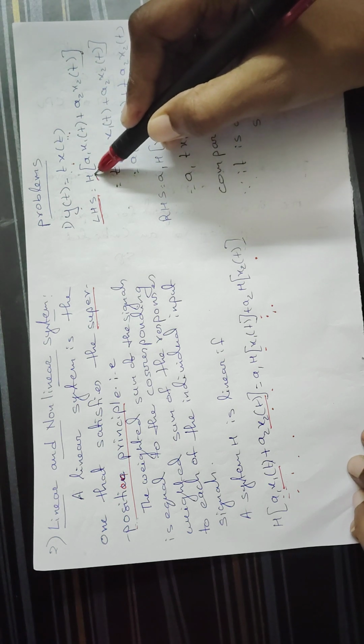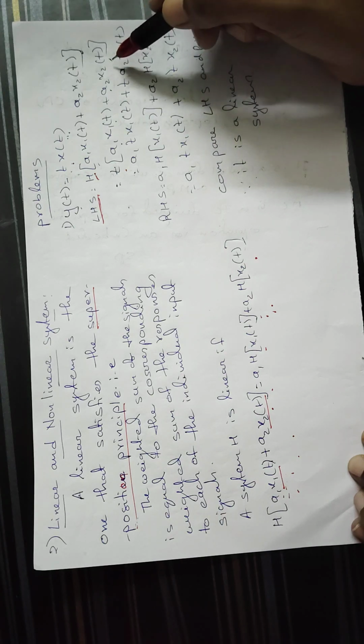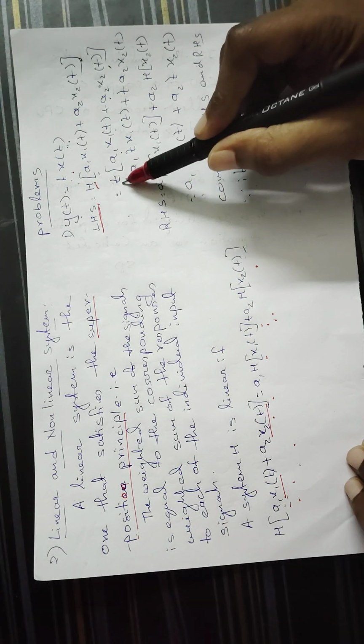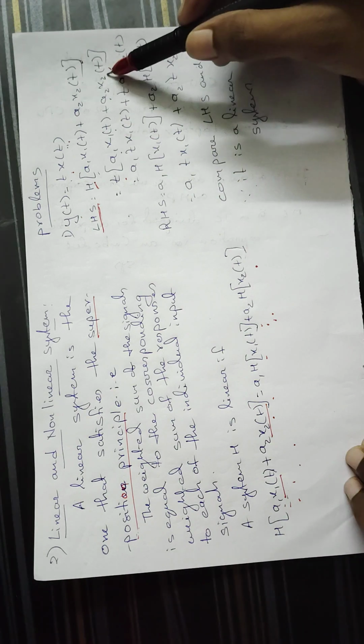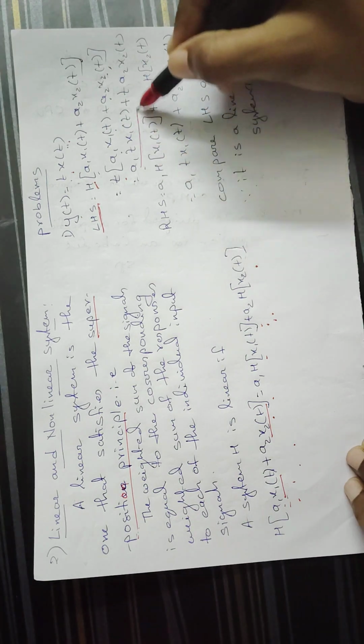So the system is what? H of a1 x1 of t plus a2 x2 of t. Now multiply h on these, x1 of t and x2 of t. So you are getting this value.